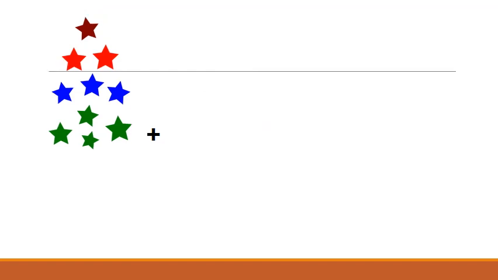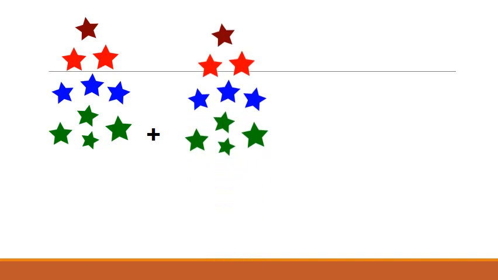Now, group of 10 stars and one more group of 10 stars. There are two groups of 10 stars. 10 plus 10 equals, count after 10: 11, 12, 13, 14, 15, 16, 17, 18, 19, 20. 10 plus 10 equals 20.